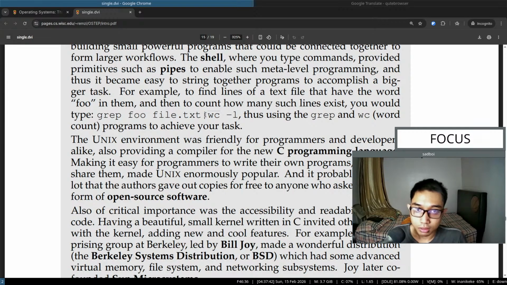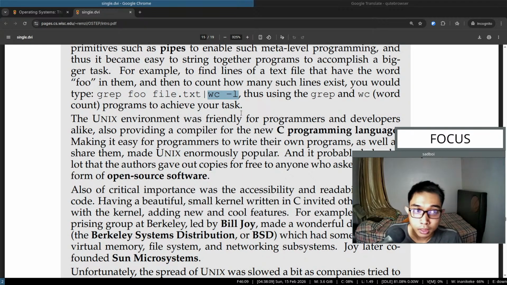So that is the concept of piping, as far as I understand. This is the pipe. So we give the output from the previous command as the input to the next command. Thus, using grep and the wc word count program to achieve your task.